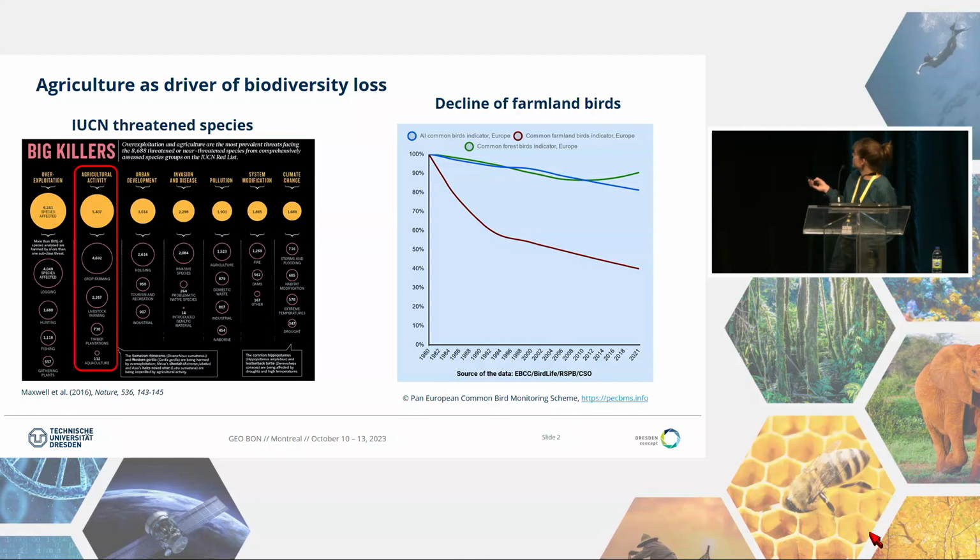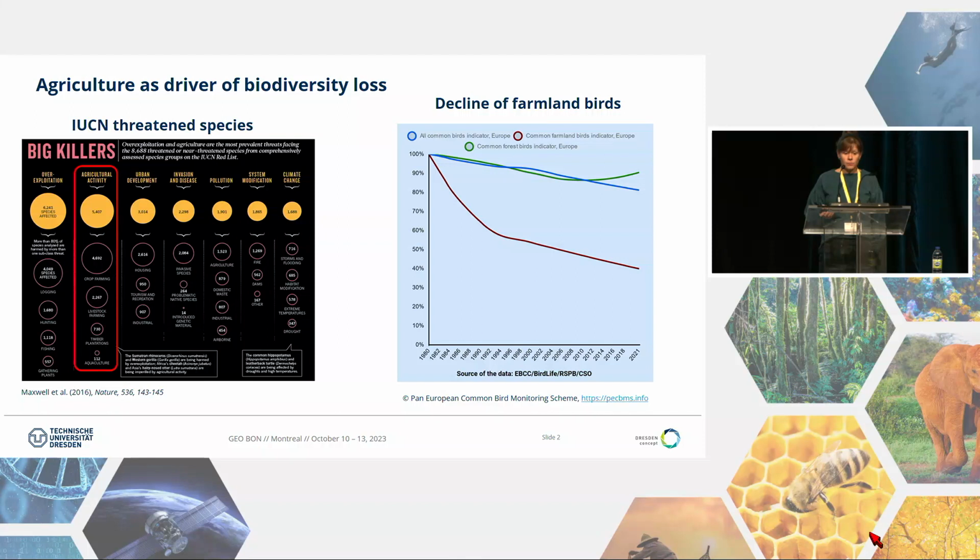And the second figure I would like to show you focuses on birds. It comes from the European Common Bird Monitoring Scheme, and what you see on this figure are trends in the birds, how well they're doing. The red curve is farmland birds, and we see a huge decline in farmland birds compared to the whole group of birds, which is the blue line. At least in Europe, it seems that the forest birds are actually doing a little bit better recently. So huge declines follow agriculture.